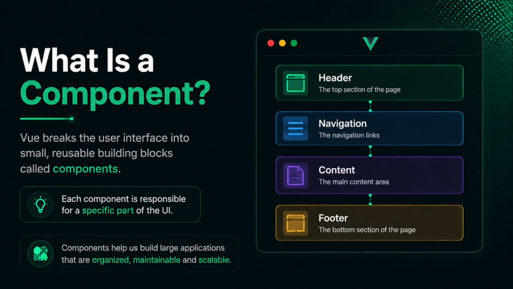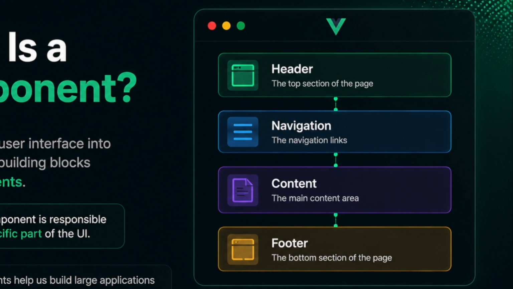For example, a page can contain a header component, a navigation component, a content component, and a footer component. Each component is responsible for a specific part of the user interface. Let's see how components work in practice.